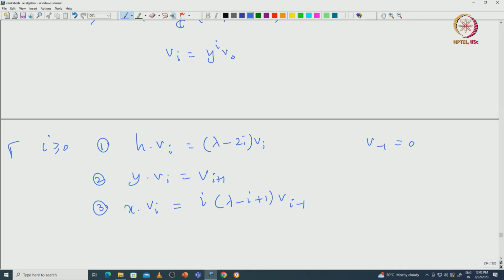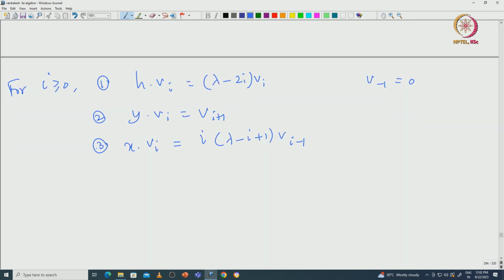So, i greater than or equal to 0. So, using these formulas we concluded that H acts diagonally on capital V, and then from this formula 2 you can easily see that Y acts nilpotently on capital V. Similarly, X also acts nilpotently on capital V.